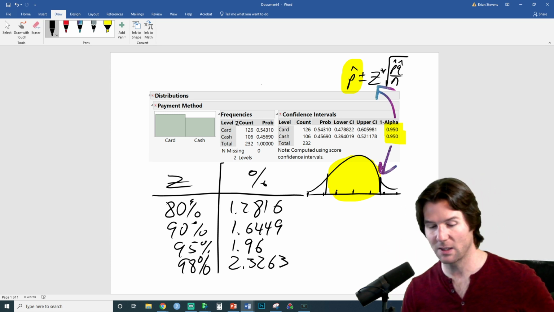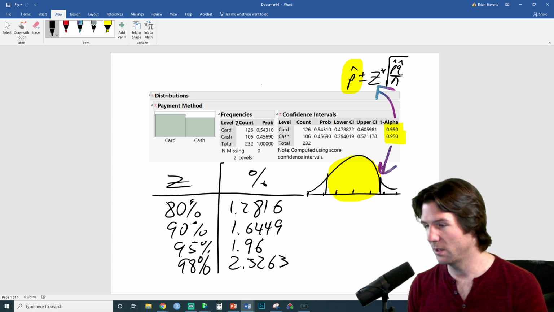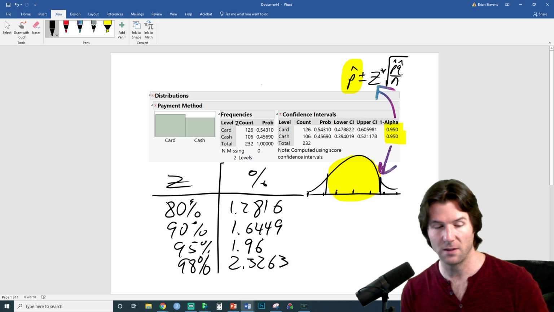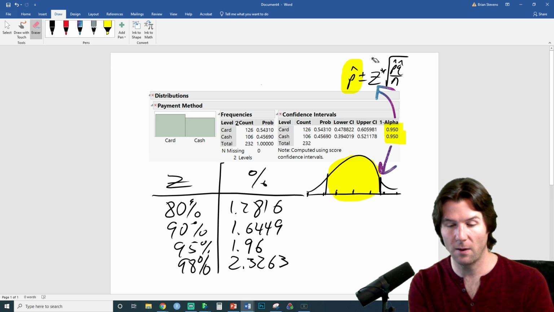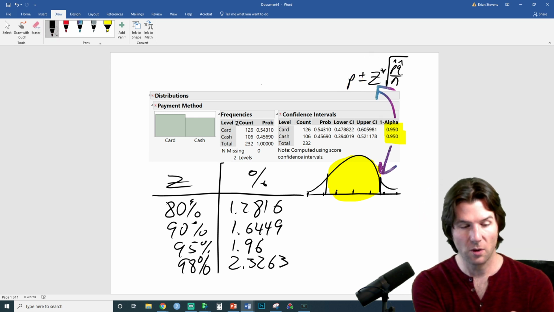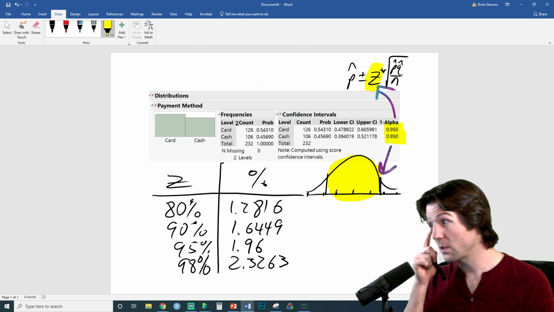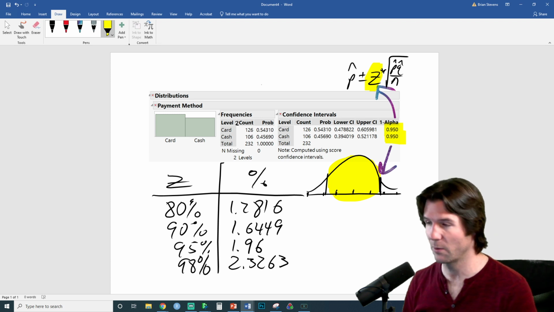What do you notice about these z-scores as you get more confident? Can anyone tell me, as I go and get the practice test right here, do they get bigger? You're right. So the z-score relates to the percent confidence. As you get more confident, the z-score gets bigger. It directly relates right here.